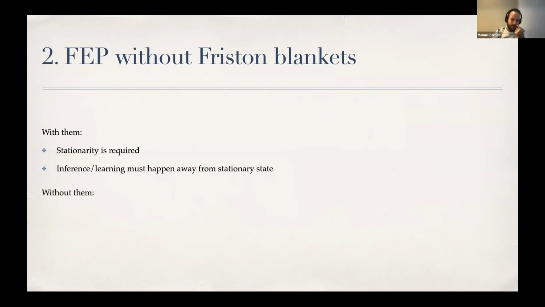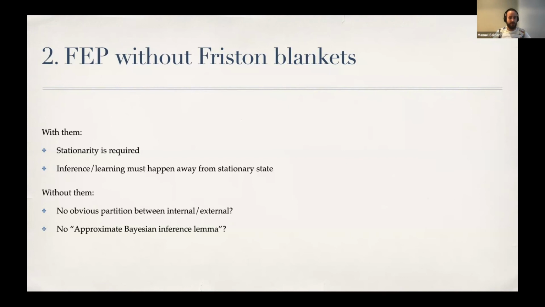If we say do away with them, then it is less clear what the partition between internal and external will be. There are other definitions, but it is less clear whether some of the claims made by the free energy principle will actually stand anyway.